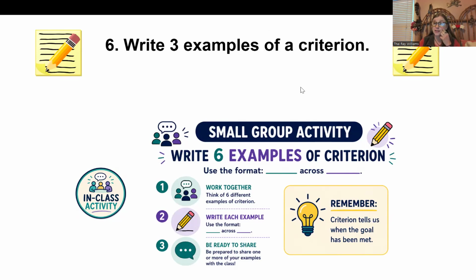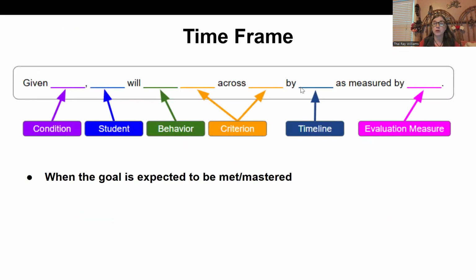All right, I look forward to seeing your criterion. And again, remember, you're just trying because we're going to come back and refer to these later on to see how you did and see if you can improve them. All right, so the next component of an IEP goal is the time frame. And this one is really easy because it's just when you expect that the student will master the goal. At what period of time or by what date do you believe that the student will have achieved and mastered the goal that you have written?